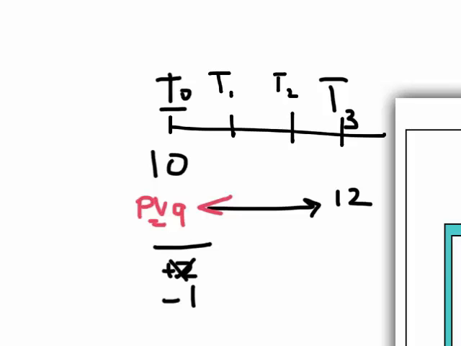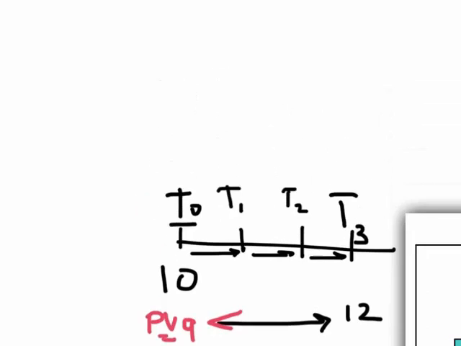Each point represents, so T1 is not year 1. T1 is the end of year 1. Similarly, T2, do not think of it as year 2. No, it is the end of year 2. And the gap is the time, T. So in the exam, T0 to T1 is the first year, then the second year, and the third year. This is a timeline.